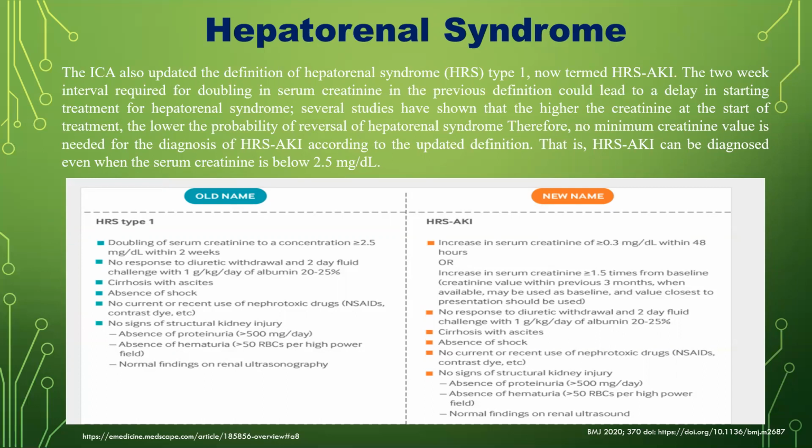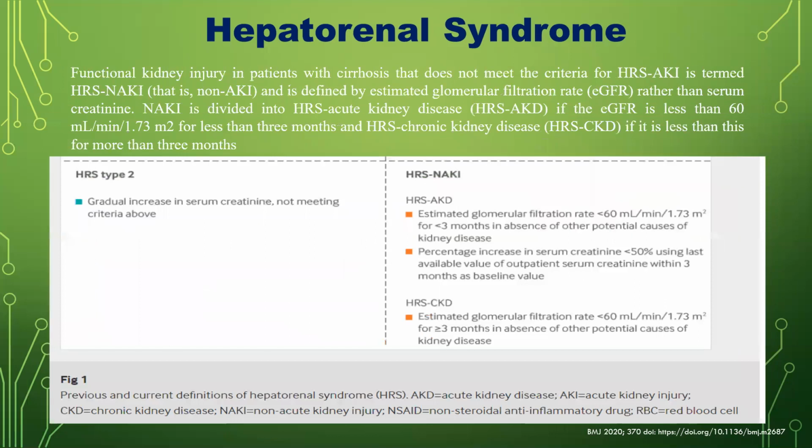Now you can see that an increase in serum creatinine of more than 0.3 milligrams per deciliter within 48 hours, no response to diuretic withdrawal, cirrhosis with ascites, absence of shock, no current or recent use of nephrotoxic drugs, and no signs of structural kidney injury can help you to make the diagnosis of hepatorenal syndrome type 1, or now the correct term, hepatorenal syndrome acute kidney injury.